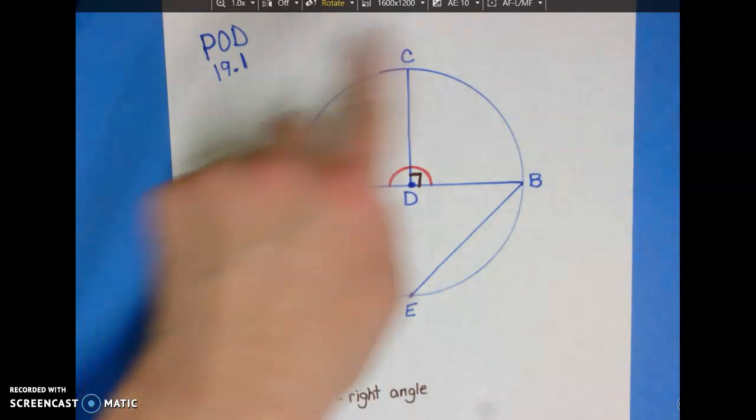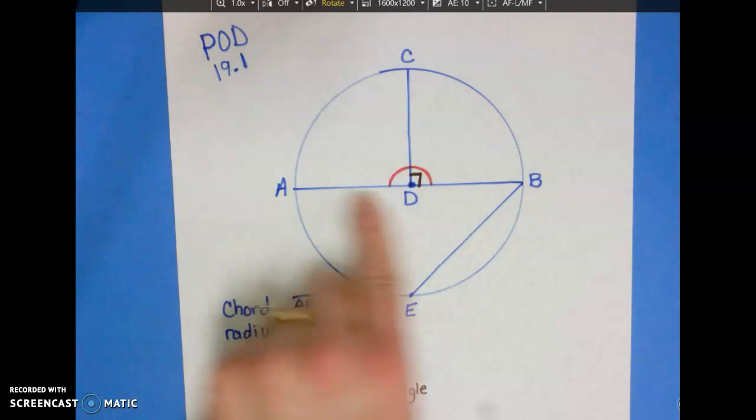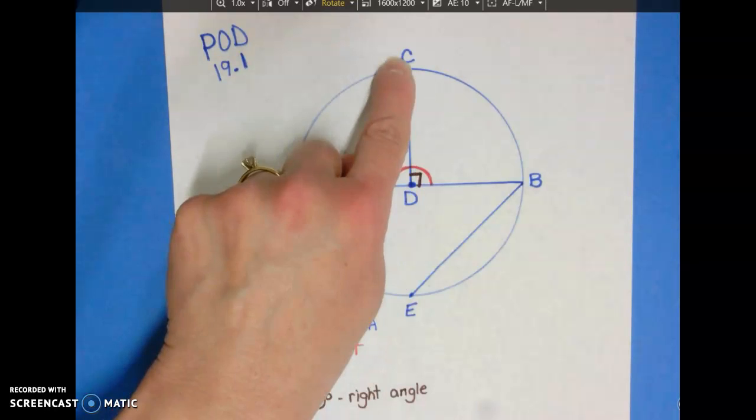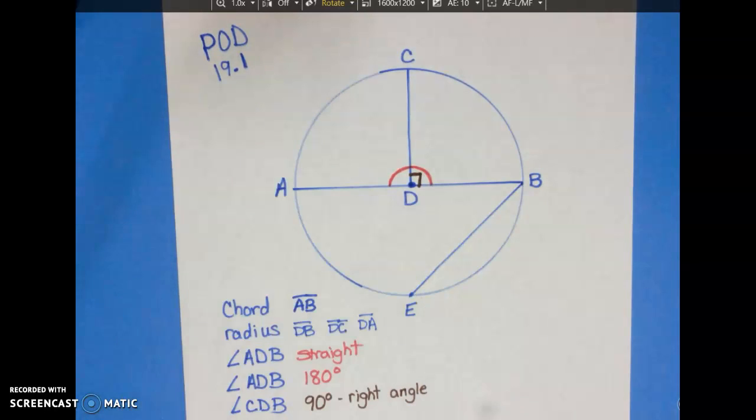The circumference of the circle, the diameter of a circle, the radius of a circle, and any kind of chord that touches end to end. You've learned about straight angles, right angles a little bit, and I hope that that helped you a little bit on Pod 19.1.